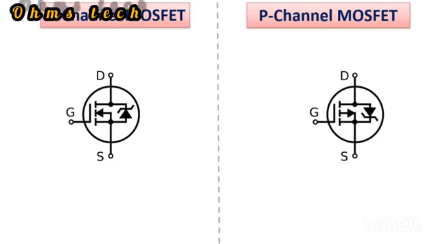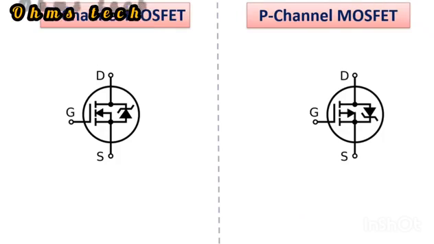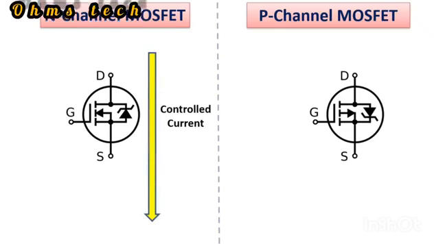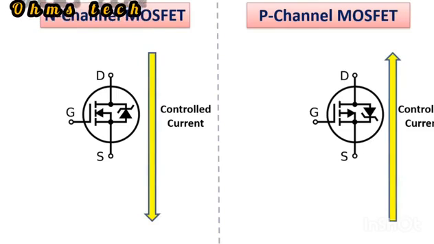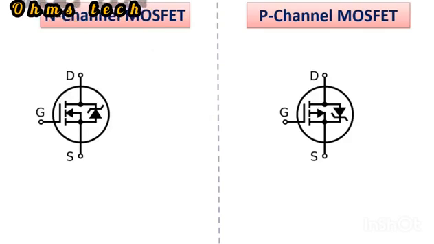MOSFETs are produced in two ways, N-channel and P-channel. In the symbol, the outward arrow on the gate pin is N-channel and the inward one is P-channel. If you remember, it was the opposite in JFET. So, what's the difference between them? The working principle of both is the same.